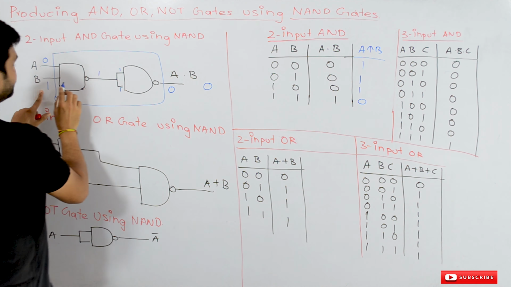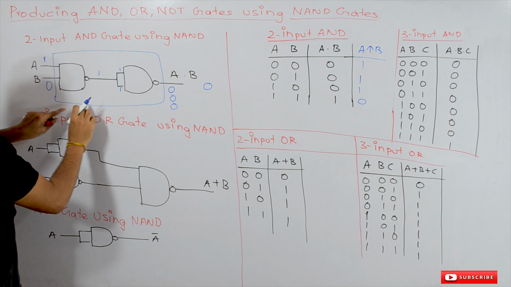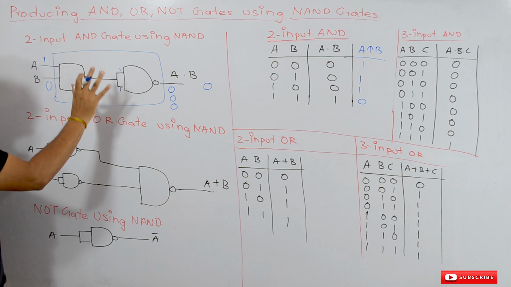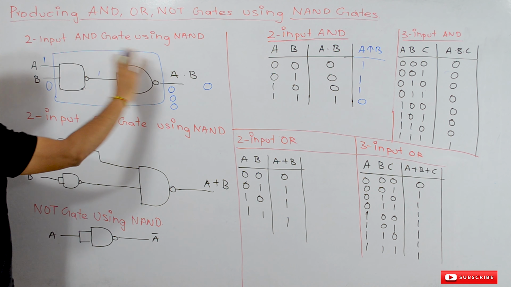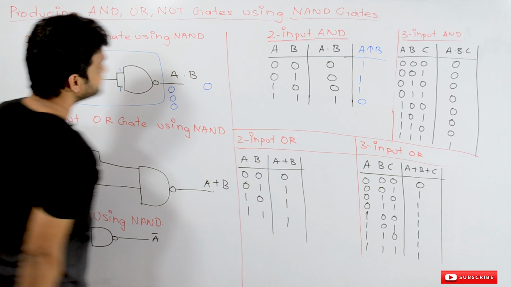And similarly, if you take 1 0 with a NAND gate, what is the output for 1 0? For 1 0 the NAND operation is going to generate a 1, and for 1 1 it is going to generate a 0. So what is the output for 1 0 using this AND gate, which is produced by using the NAND gates? It is going to produce a 0. So 1 0 is going to be a 0.